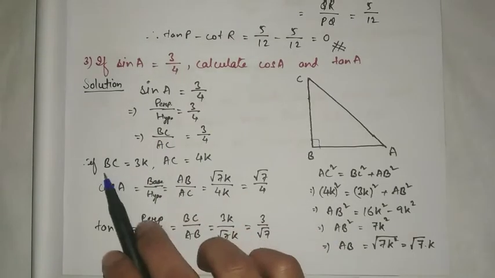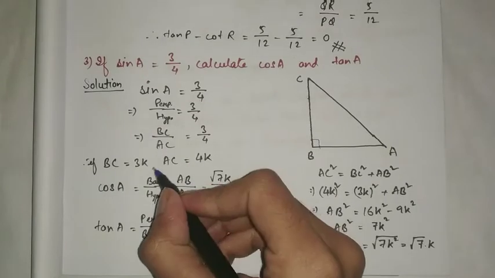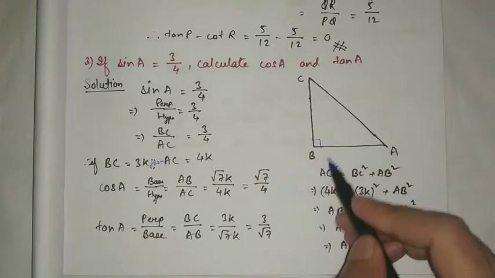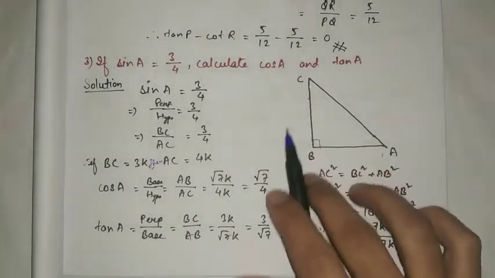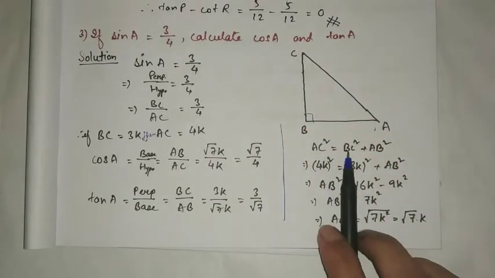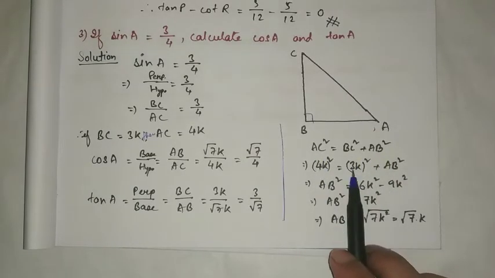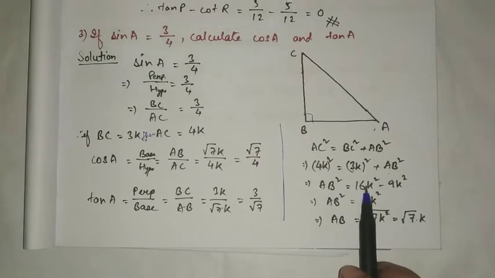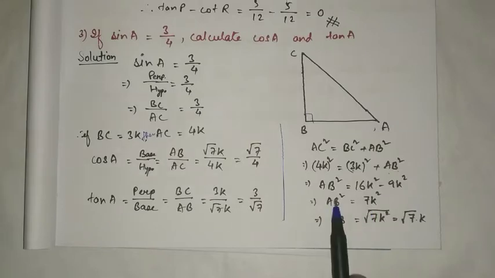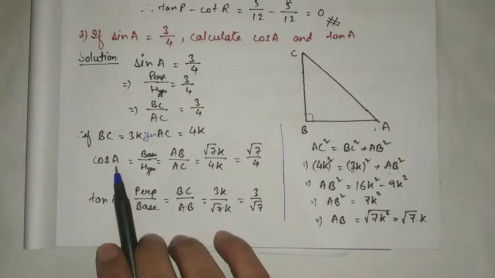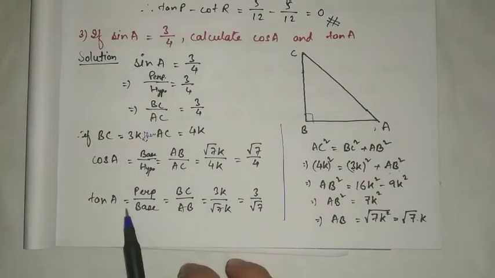Then we take BC as 3K. Then obviously AC becomes 4K. And applying the Pythagoras theorem in this triangle, we get AC square is equal to BC square plus AB square. We put the value of AC and BC and calculate AB square as 16K square minus 9K square, which is equal to 7K square, and thus we get the value of AB as root 7 K. Then we calculate the values of cos A and tan A.